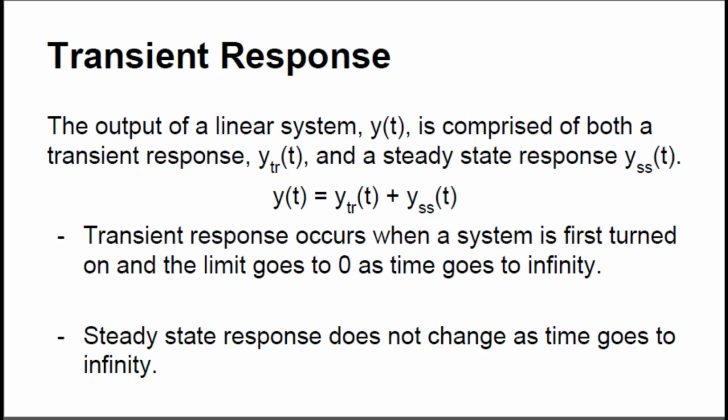The output of a linear system is comprised of two types of responses. You've got your transient response, and you've also got your steady state response. And it's probably easiest to think of these as like a temporary response. That's your transient response, it's going to fade away as time increases. And then your steady state response is just that, it's steady, it stays the same. So it's the constant response. This can be expressed using the equation y of t, which is your total response, equals the transient response plus the steady state response.